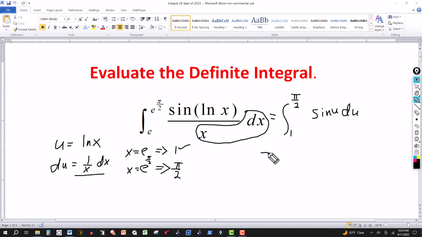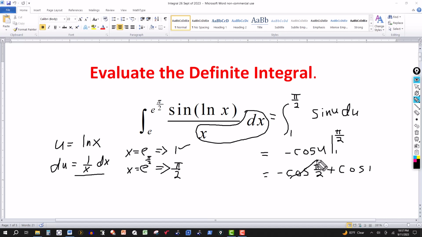And then we integrate here. The antiderivative of sine is minus cosine of u, from 1 to pi over 2. And then we evaluate this. This will be minus cosine of the upper limit pi over 2, and then minus negative cosine of 1, so instead of minus, plus here.